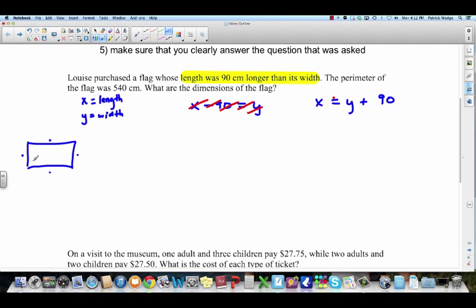So if you think of it, it's two lengths added to two widths. It's length plus width, or two lengths plus two widths. So that's the way I'll write it. Two lengths, or 2x, plus two widths, or 2y, equals the whole perimeter, which is 540. Okay, here's our system of equations. We have to solve this system of equations.